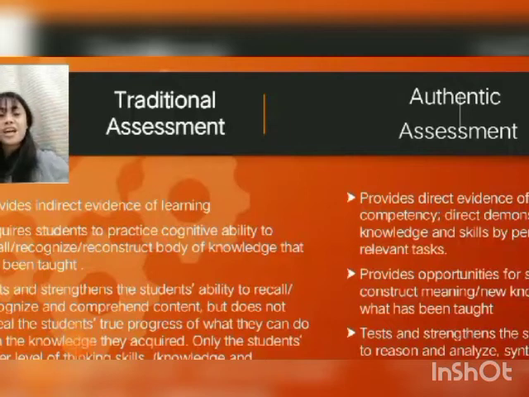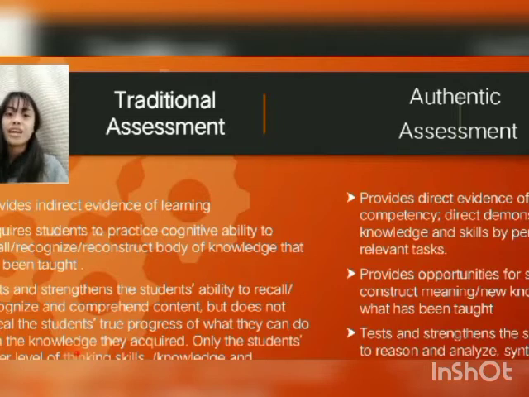Hi, it is another continuation of what are the differences between traditional assessment and authentic assessment. First, traditional assessment provides indirect evidence of learning. The teachers in traditional assessment are only focusing on collecting data, for example, giving a portfolio, journal, or any written outputs or written assessment.